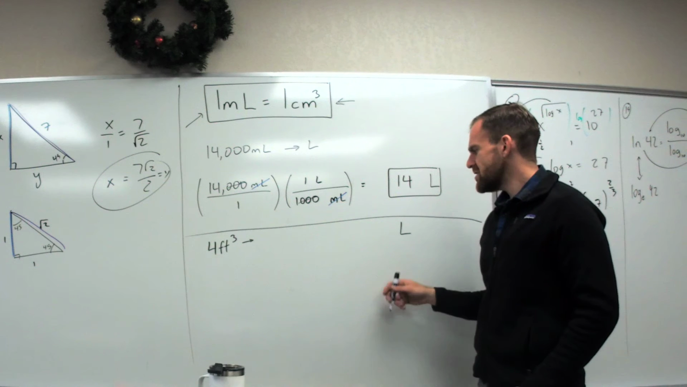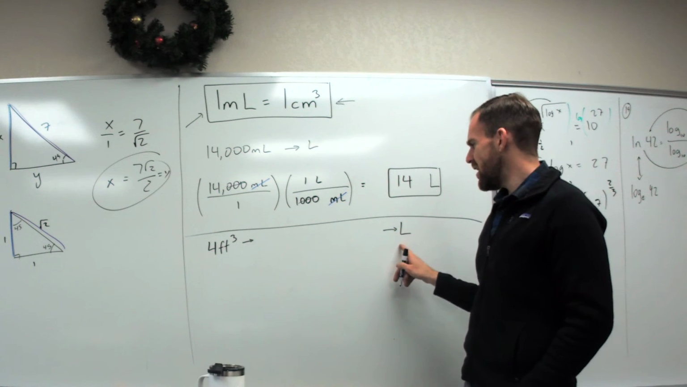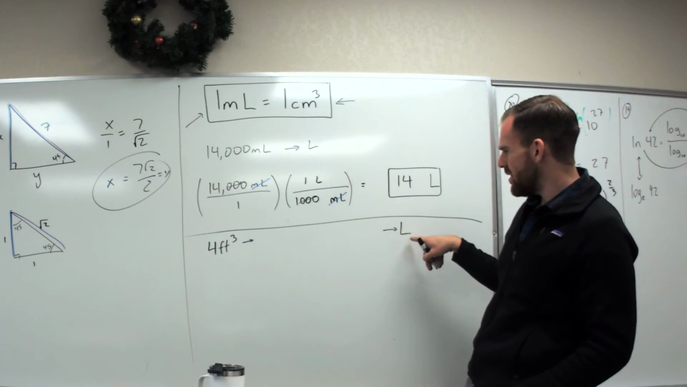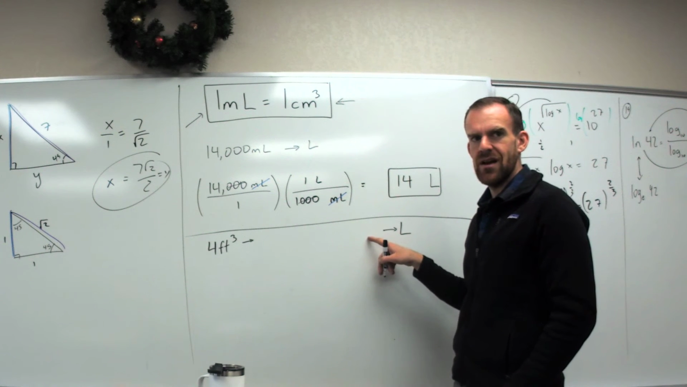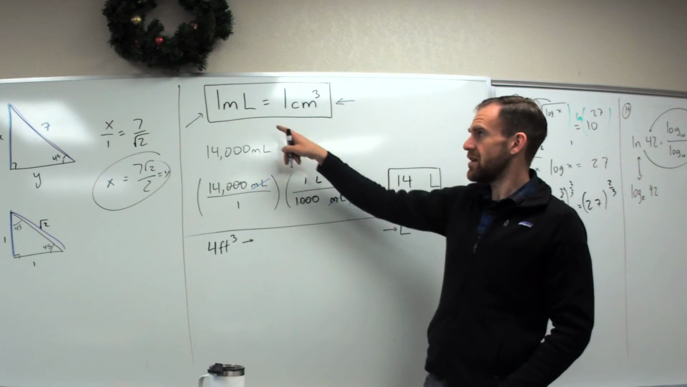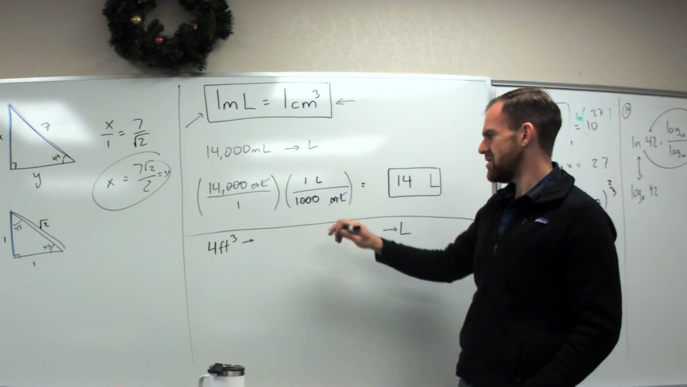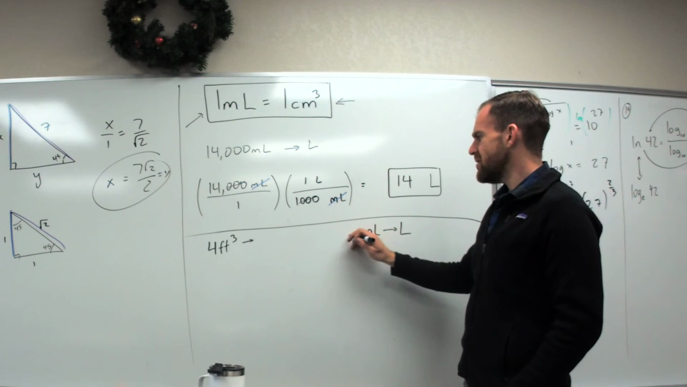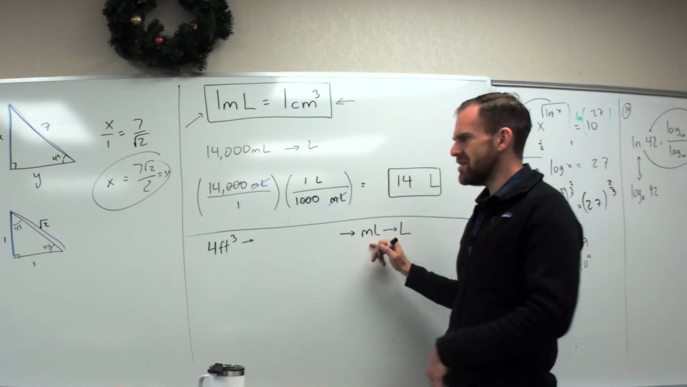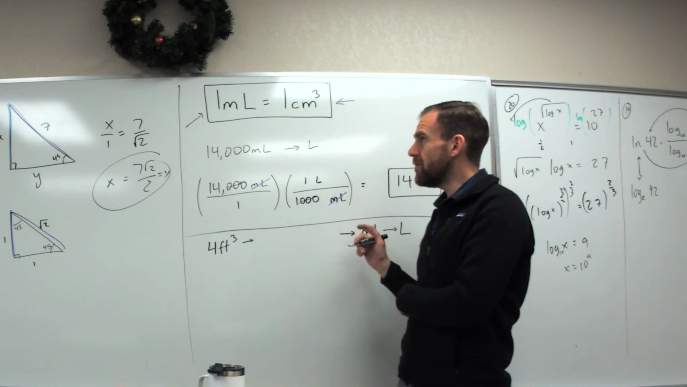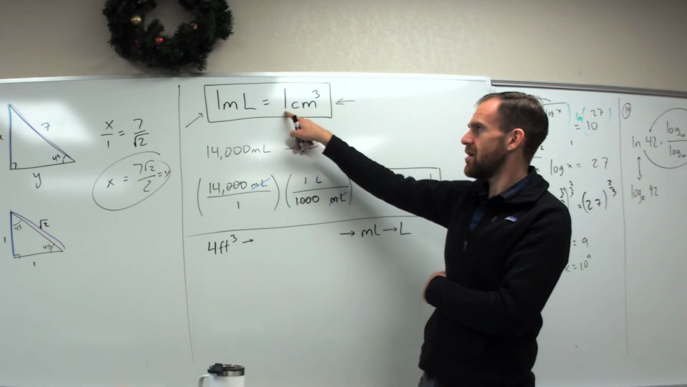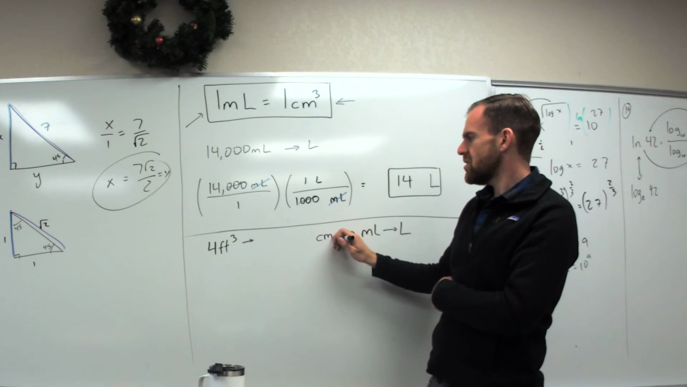So let's go backwards. If I want liters, what do I have to go to get to liters? What unit? Everybody? Milliliters, right? Because we just did that conversion here. We know that one. Okay, so now I want milliliters. I have feet cubed. Do I know feet cubed to milliliters? No, I know milliliters to what? Centimeters. Centimeters cubed.